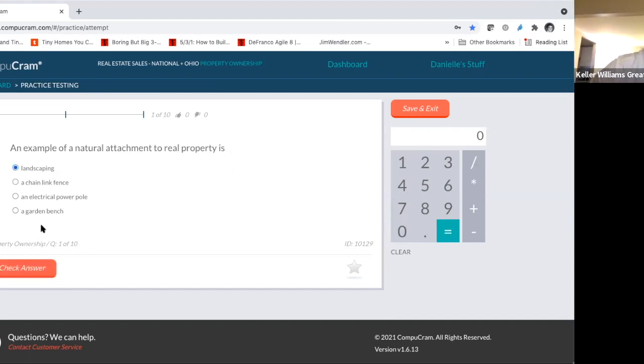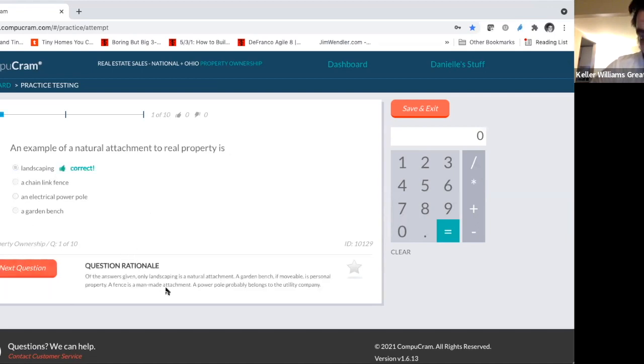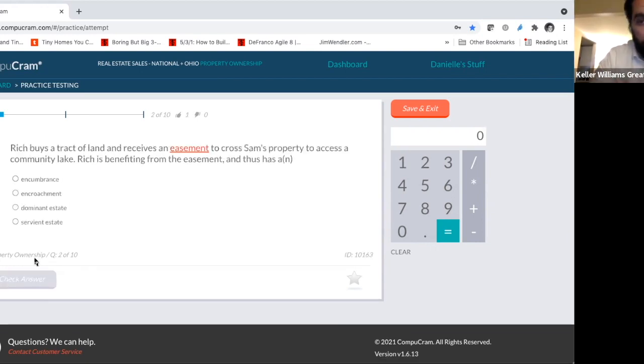All right, a lot of A's in the chat box, and that is correct. Of all the answers given, A, landscaping, is the natural attachment. Garden benches are movable and considered personal property, not real property. A fence is a man-made attachment, and a power pole belongs to the utilities company. Imagine which one of these an owner selling a property would most likely take with them? You're not going to take the landscaping. Can't take the electric pole, it's not yours. The garden bench you can certainly pick up and throw in the bed of a truck. And a chain link fence is not attached to the property. It can come out of the ground. You could technically take that fence with you. Not many people would do that.